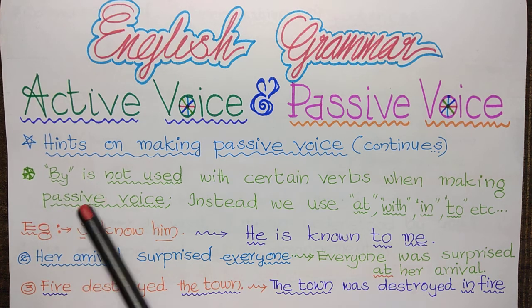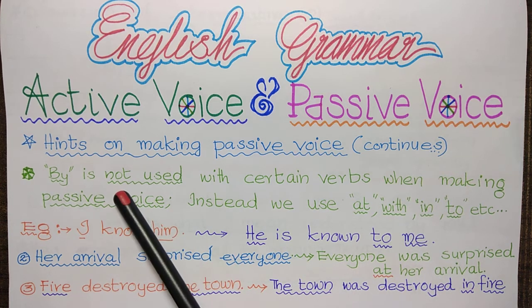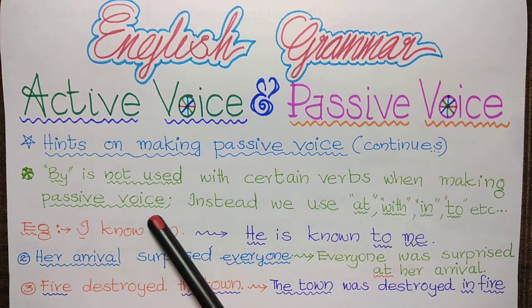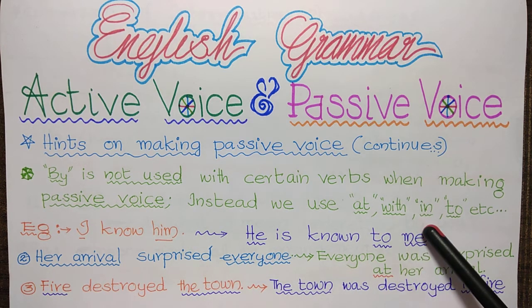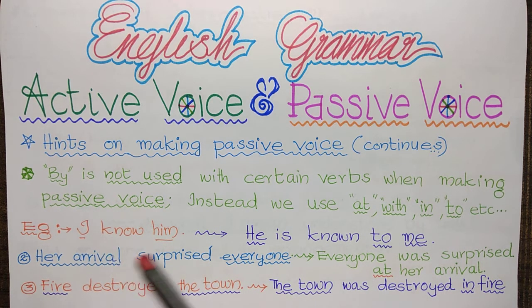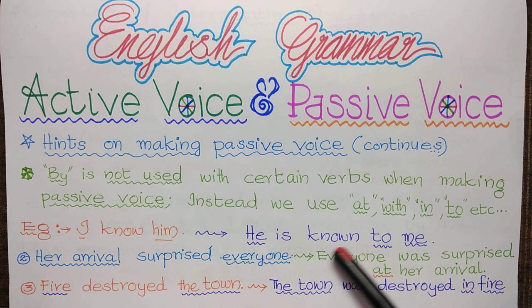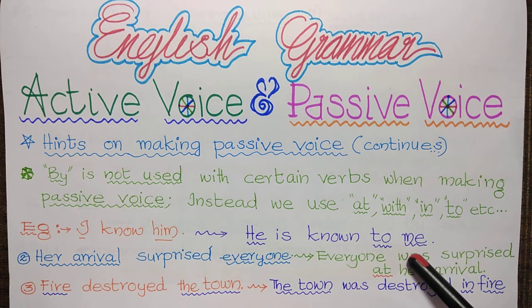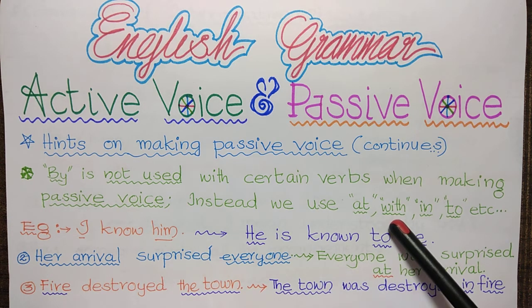First one, by is not used with certain verbs when making passive voice. Instead, we use at, with, in, to, etc. See the example. I know him. After conversion, it becomes he is known to me, not by me. He is known to me. These are the exceptional cases where we never use by. Instead, we use at, with, in, or to.